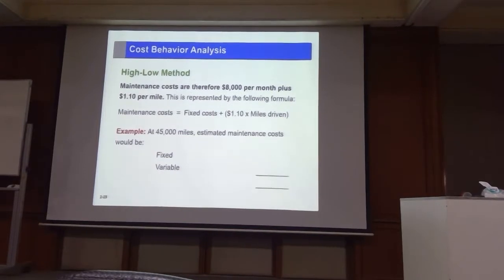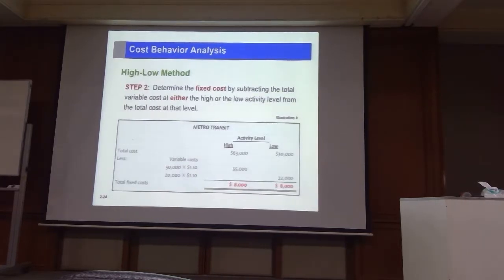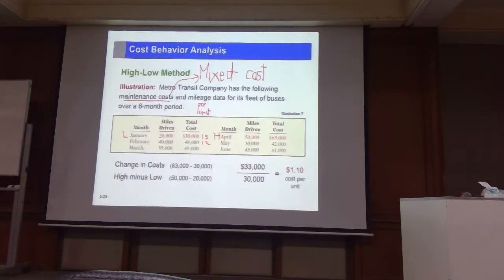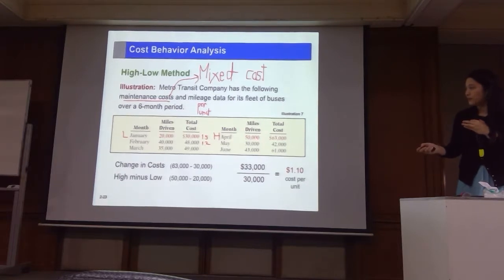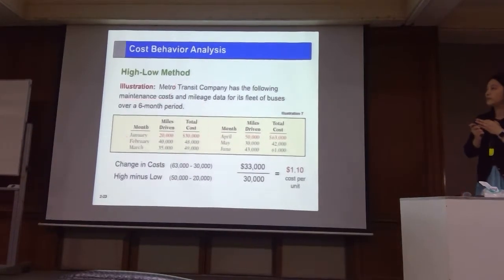Let's see. After we separate the variable and the fixed portion, we can compute at any level of activities, right? But when you compute the cost at any level of activity, please make sure that the activity you set up must be between the highest and the lowest level, okay? It's like you have a maximum and minimum. So the miles driven that you can compute must be between 20,000 and 50,000, okay?